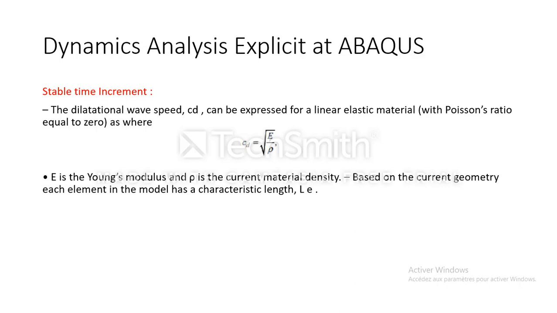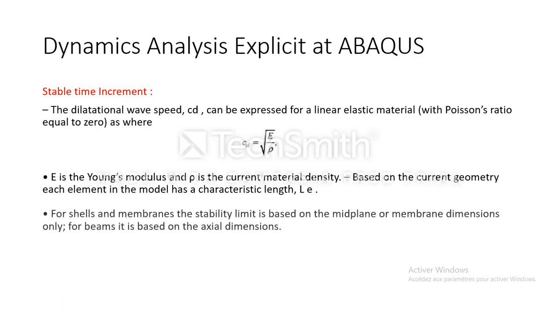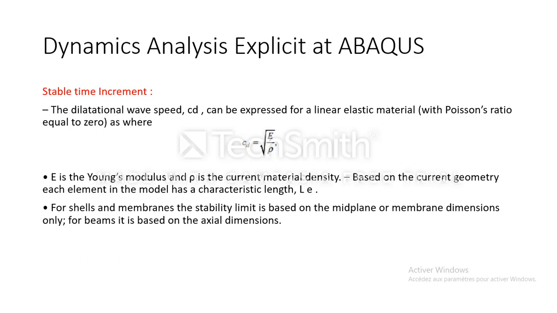Based on the current geometry, each element in the model has a characteristic length, Le. For shells and membranes the stability limit is based on the mid-plane or membrane dimensions only, for beams it is based on the axial dimensions. When the transverse shear stiffness is defined directly for shell elements, the stable time increment will also consider the transverse shear behavior.